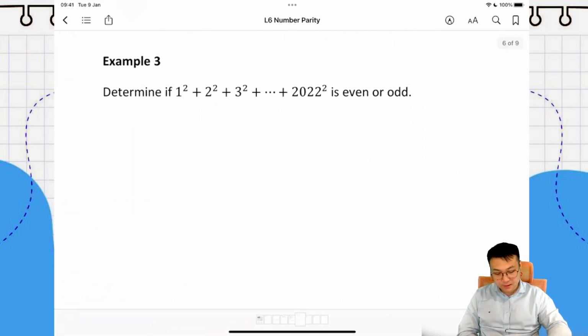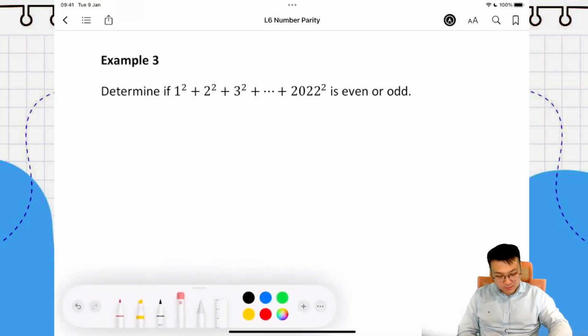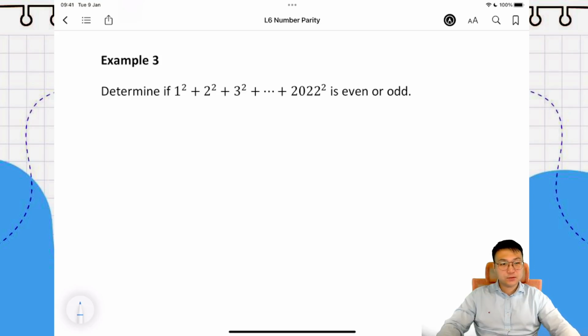Example 3. Determine if this outcome is even or odd. Students, why don't I just let you think about it first? Just take 1 minute to think about it. Do you think this will be even or odd? Can you type your answers in the chat? Justin, why do you think it's odd? Or is it just a guess?